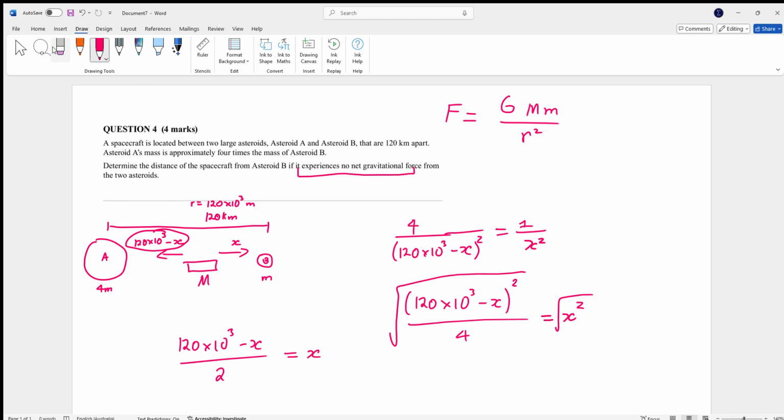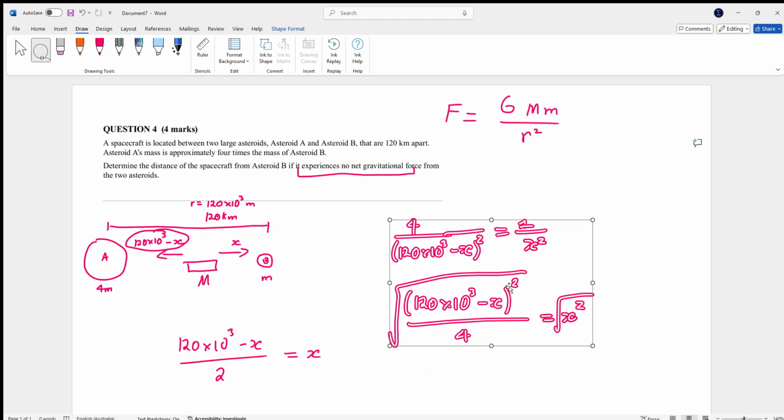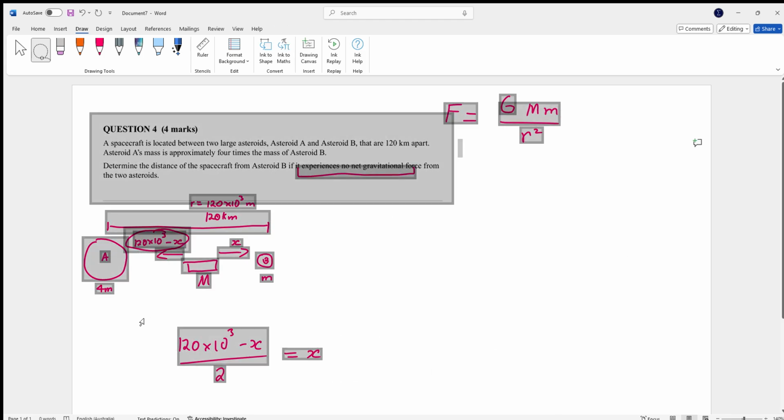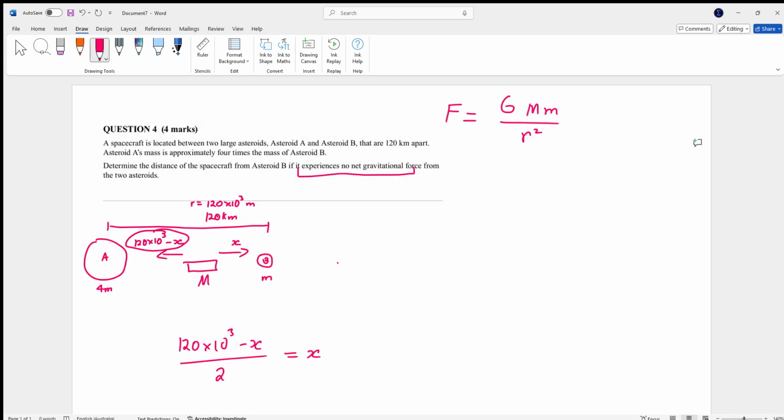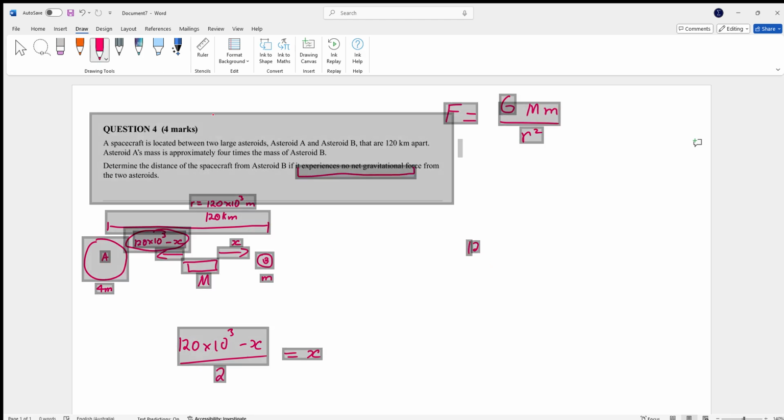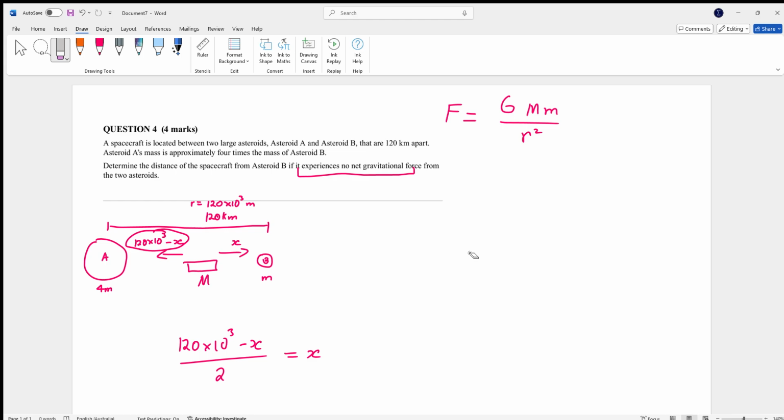What I'm then going to do is multiply both sides by 2 in order to get the 2 out of the denominator. So 120 times 10 to the 3 minus x equals 2x. Move the x to the other side, so you have 120 times 10 to the 3 equals 3x. So the distance is going to be 120 times 10 to the 3 divided by 3, in meters.